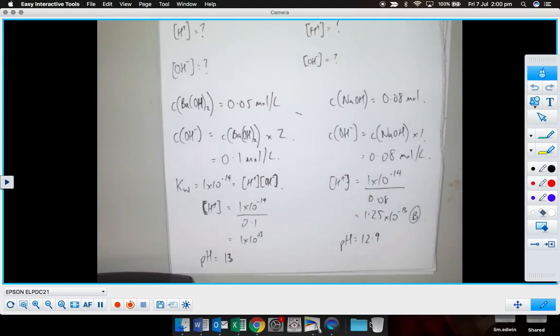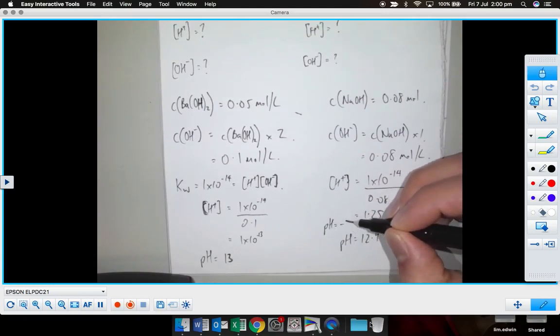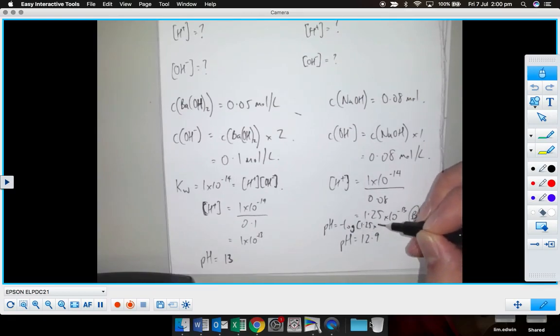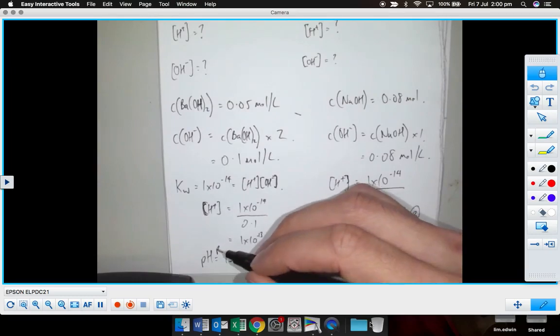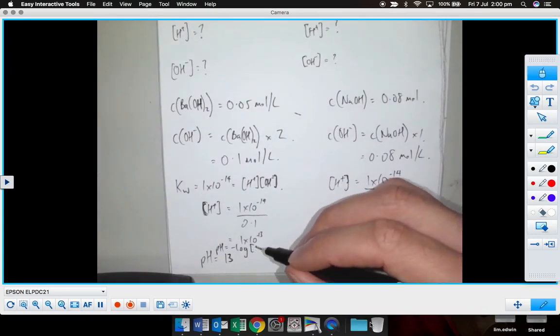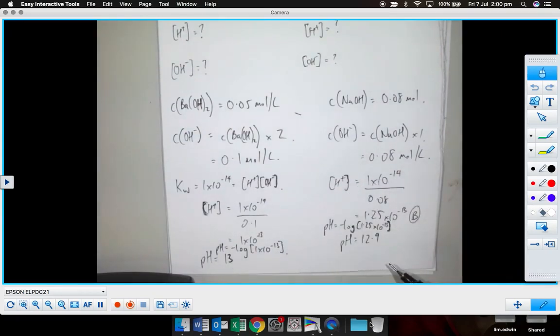Again, you probably should have put in the negative log of 1.25 times 10 to the negative 13, and this one should be pH is equal to negative log of 1 times 10 to the negative 13. So this is pH 13, this is pH 12.9.